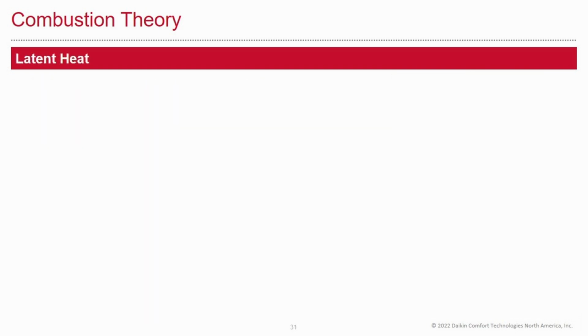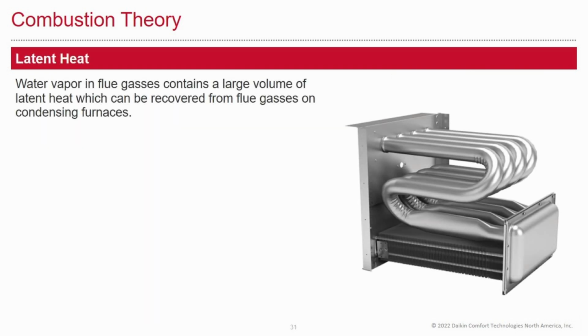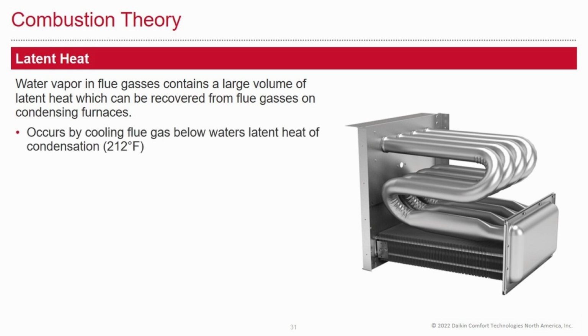Latent heat. Water vapor in flue gases contains a large volume of latent heat which can be removed from flue gases on condensing furnaces. This occurs by cooling flue gas below water's latent heat of condensation, which is 212 degrees Fahrenheit. Lower dew point equals higher heat recovery.